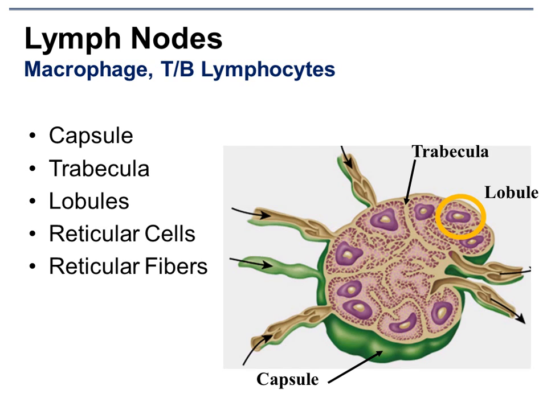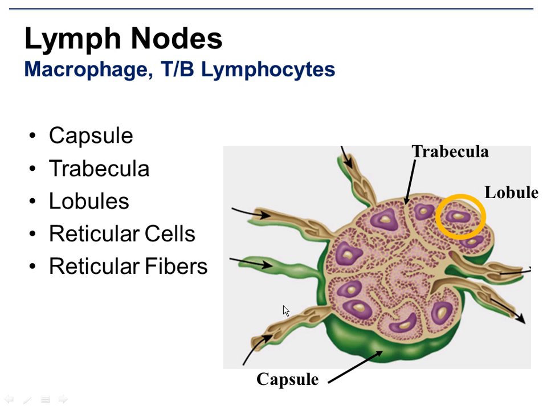All lymph nodes have a kind of fibrous connective tissue outer structure called a capsule, and the capsule invaginates in structures called trabecula, which divide up the node into small compartments called lobules. In lecture I said, think of this as the apartment complex, and these are the walls that separate an individual apartment. And then a lobule is an individual apartment.